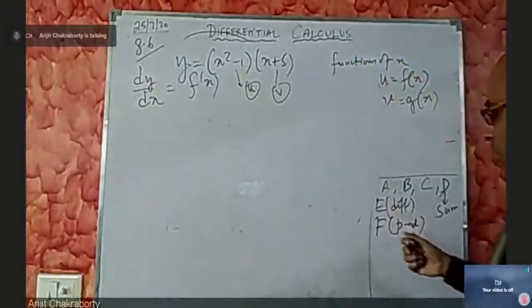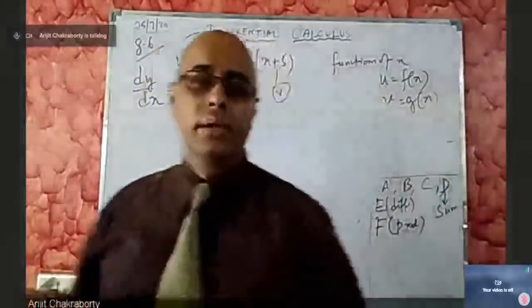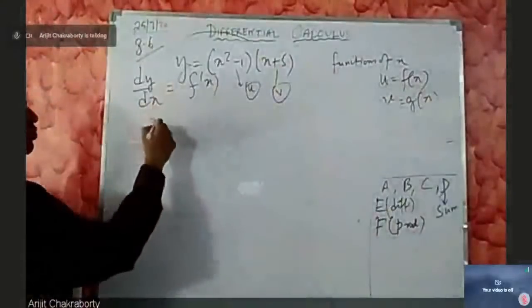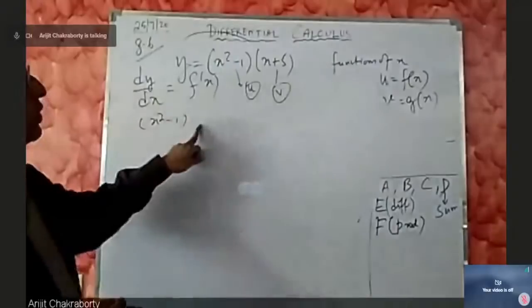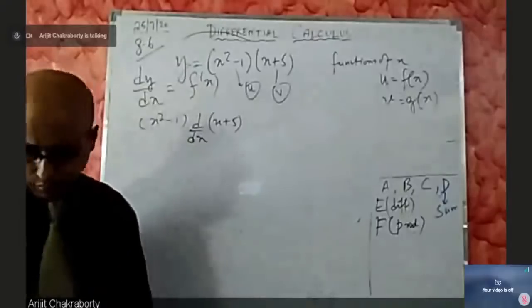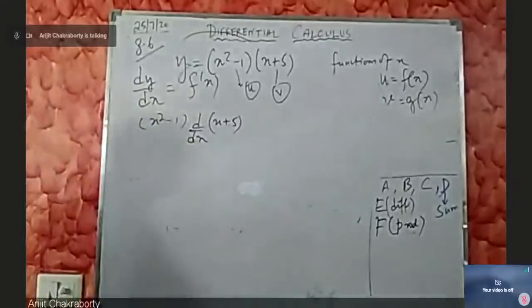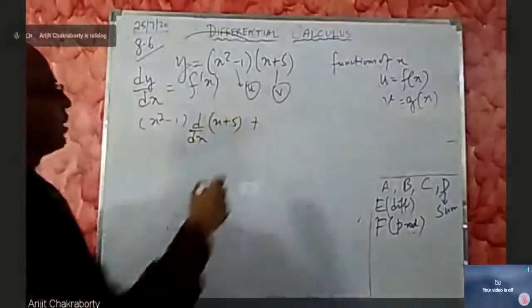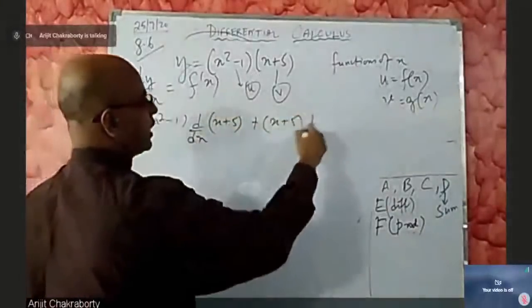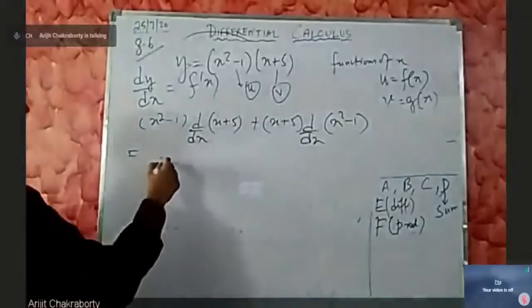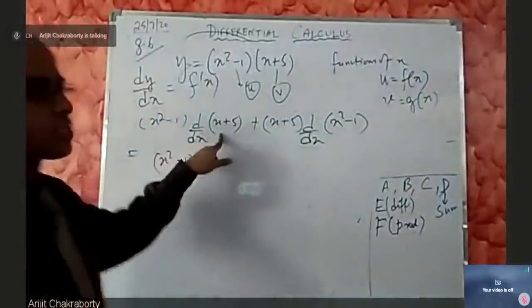Applying the product rule, that is formula number F, F for fan, which you have just noted. What we do is, first x squared minus 1 is kept outside and we do d dx of x plus 5. So u is kept outside, d dx of v, plus, now we take x plus 5 outside and we do d dx of x squared minus 1. So it becomes x squared minus 1 times d dx of x plus 5, which is simple.